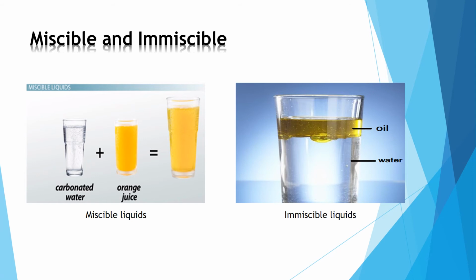Let us see the examples given over here. In case of miscible liquids, we cannot separate both the things from each other. Like if we take carbonated water and mix the concentrated orange juice, we will get a glass full of orange juice. On the other hand, immiscible liquids do not mix completely in each other, such as the oil and the water.